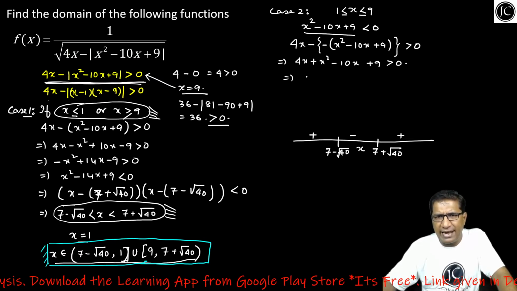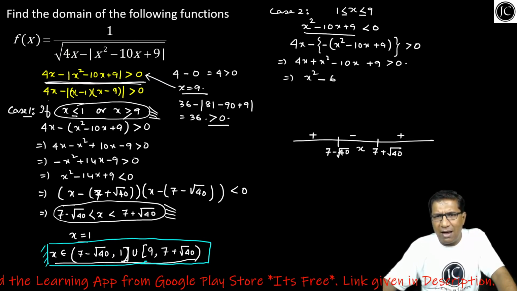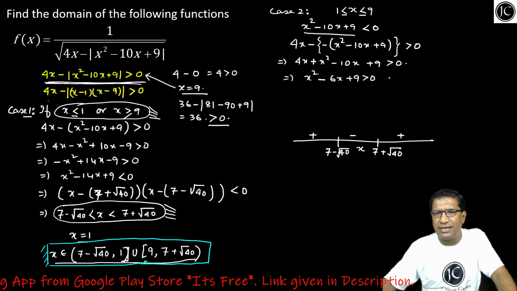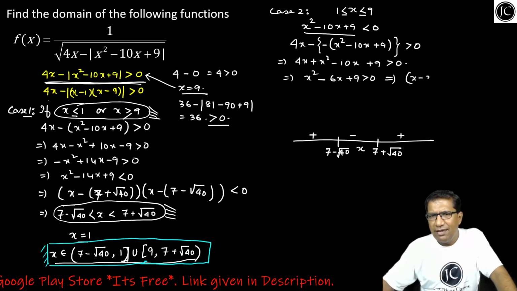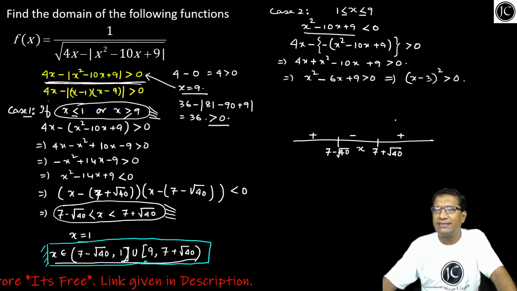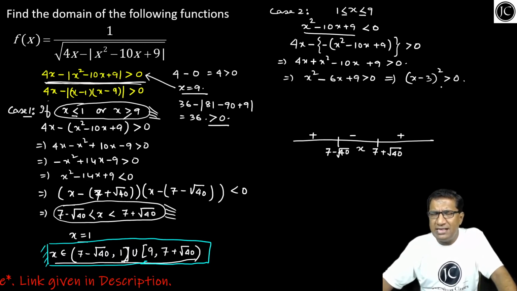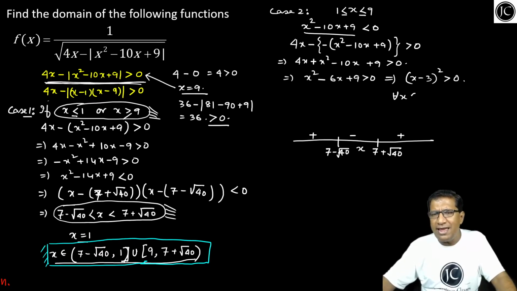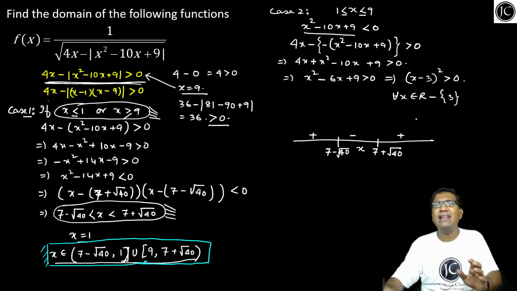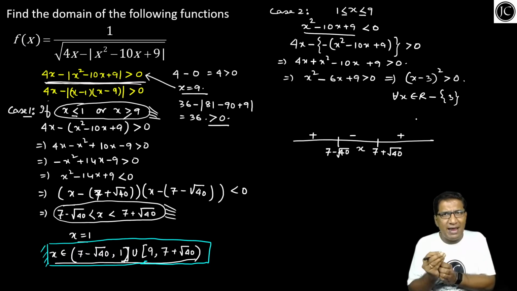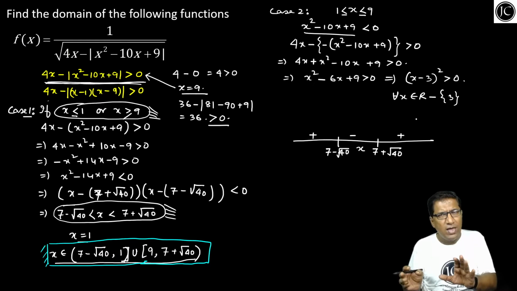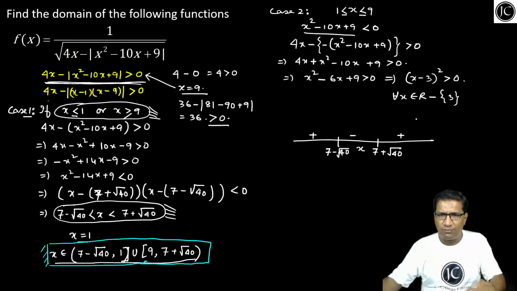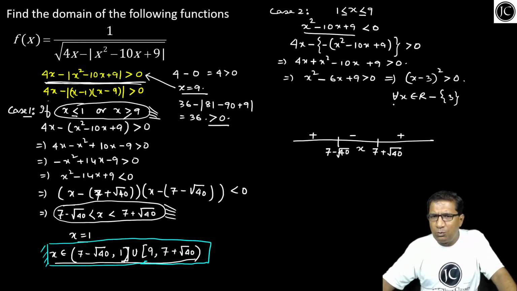So we are having basically x square minus 6x plus 9 is greater than 0, implies x minus 3 whole square is greater than 0. Now x minus 3 whole square is greater than 0. It is always true for all x belongs to real value except 3. क्योंकि अगर x 3 हो जाए तो x minus 3 का whole square will become 0, and 0 is not greater than 0. Therefore, your x belongs to any real value except 3.